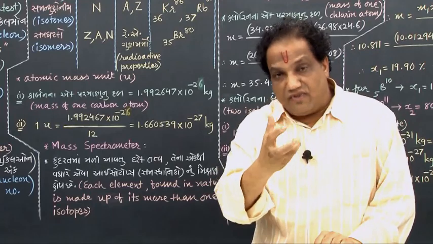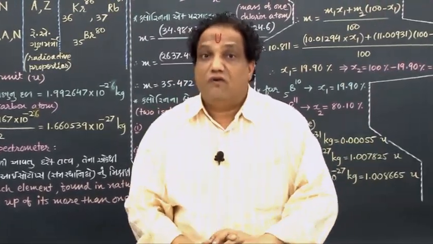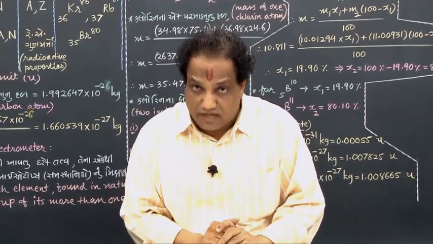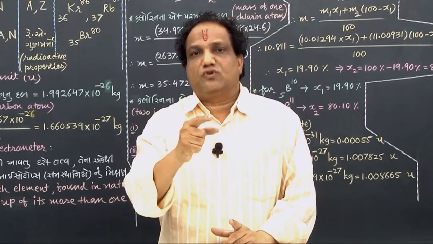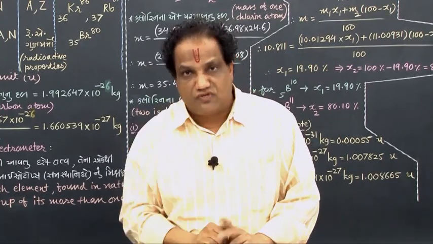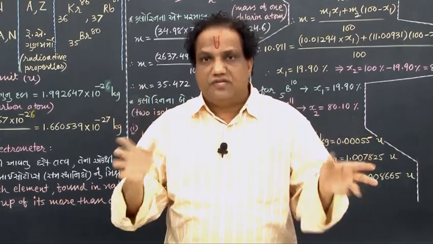So when every element is made up of more than one isotope in a mixture, how would you determine the mass of a single atom? For that, to find the mass of a single atom, we go for finding the weighted average. Then you may ask, sir, what is weighted average? I am showing you.